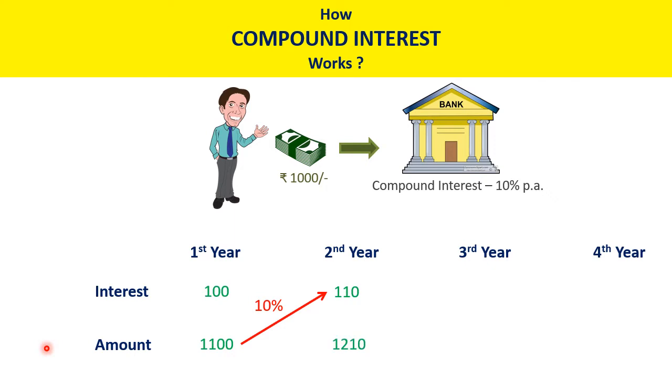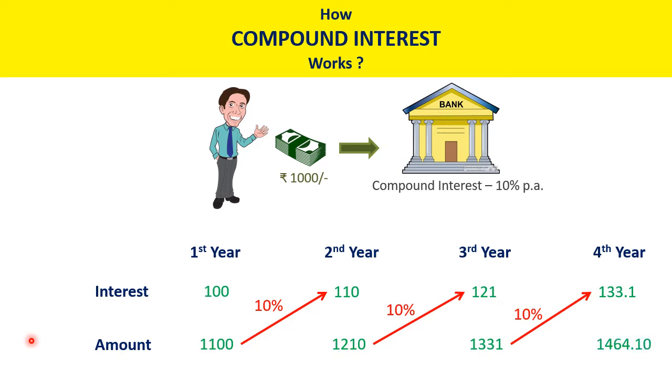How much interest will he receive in the third year? Again it will be 10% of the previous accumulated amount, which is 121 rupees. So the amount at the end of the third year becomes 1210 plus 121, which is equal to 1331. The interest he will receive in the fourth year is 133.1, which is 10% of the previous accumulated amount. And the final amount at the end of the fourth year becomes 1464.10. So this is how the money grows under compound interest.